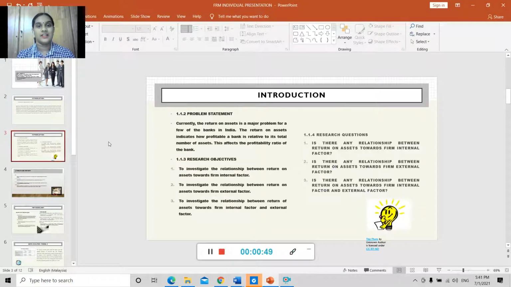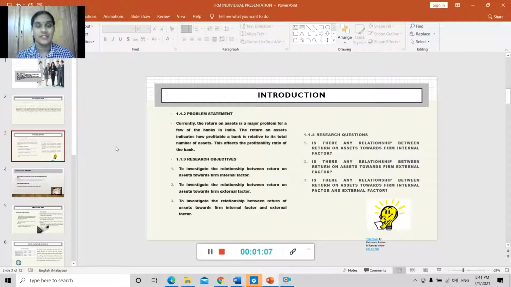Moving on, I'll be introducing the problem statement. Currently, the return on assets is a major problem for a few of the banks in India. The return on assets indicates how profitable a bank is relative to its total assets. This affects the profitability ratio of the bank.